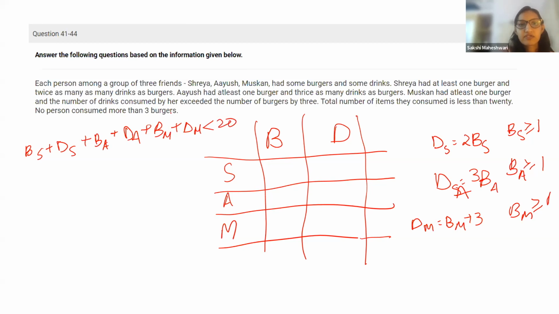And no person consumed more than 3 burgers. So I think 3 is the maximum, less than or equal to 3 for all of them. Now I'll just replace the DS, DA and DM values with these values so that it's easier for me to calculate.